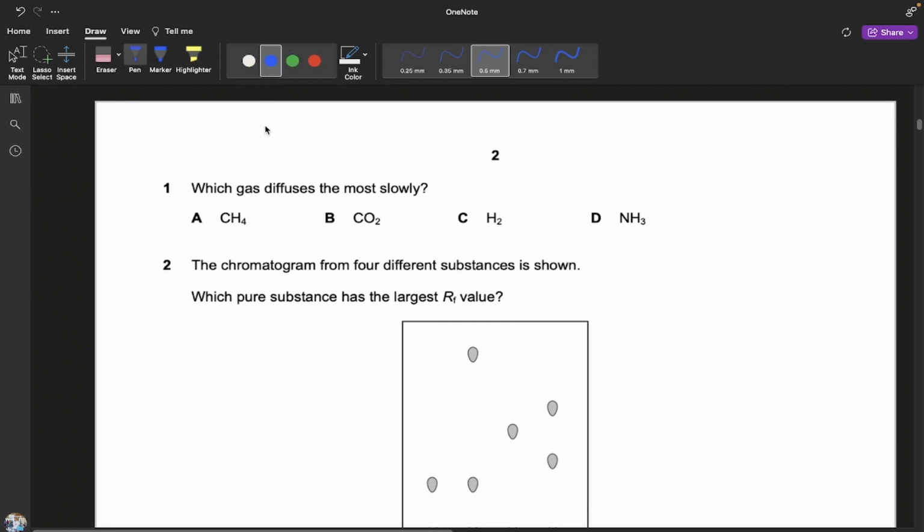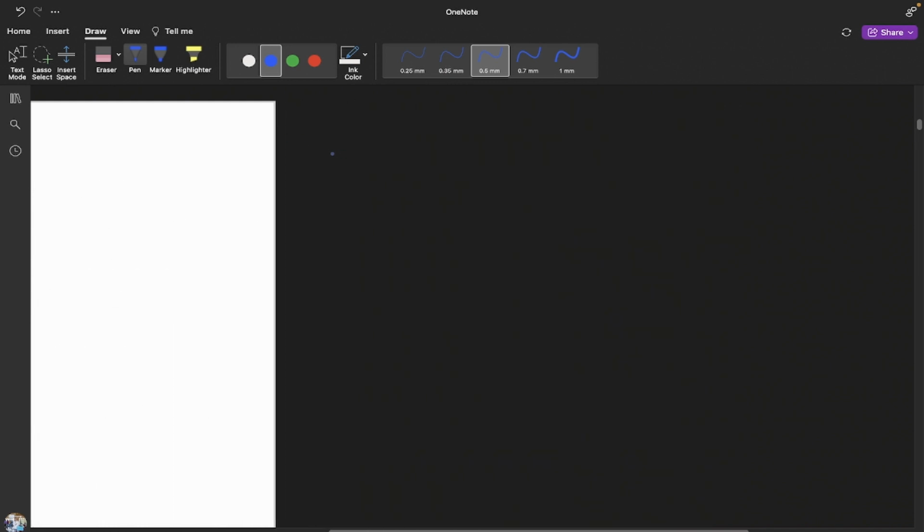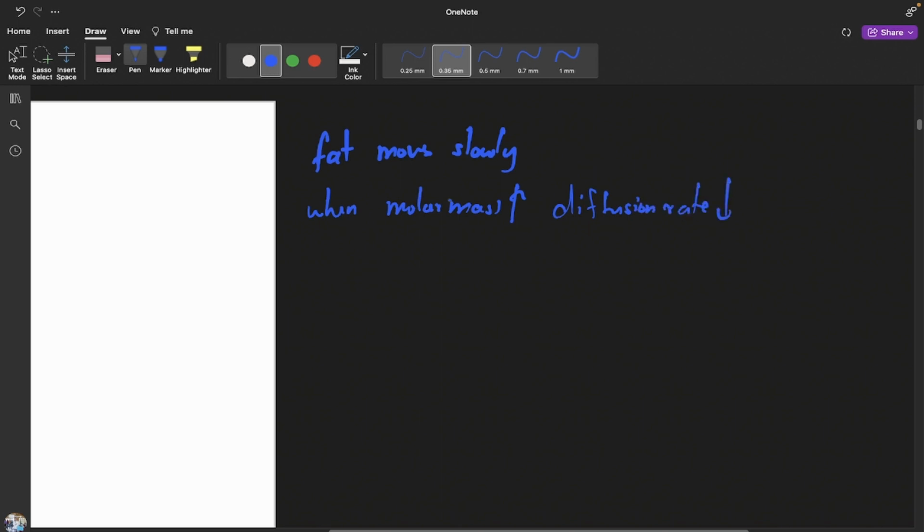First up, which gas diffuses the most slowly? You can remember with lines, something like this. If a person is fat, that person moves slowly. Similarly, when molar mass increases, diffusion rate decreases. Why? That person has a lot of mass, so it's very difficult for that person to move.